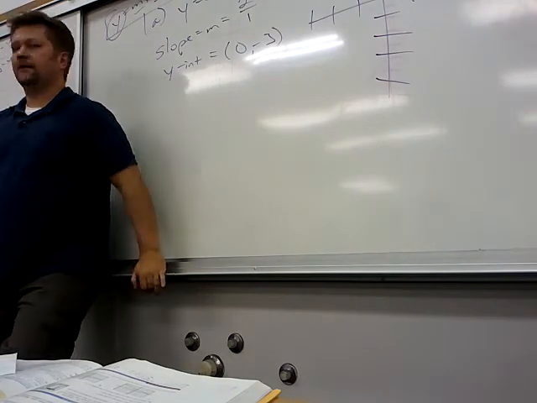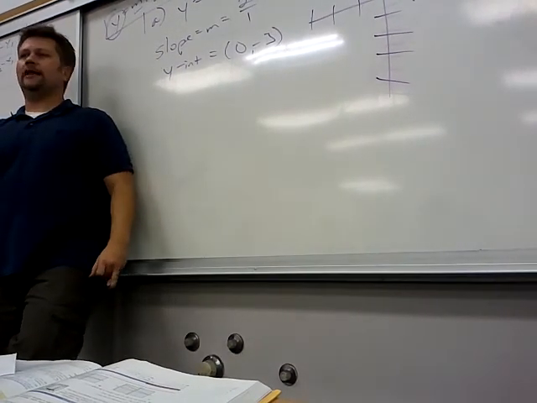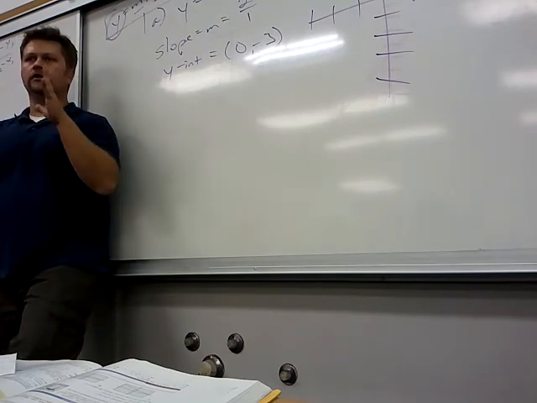Stay with me now. I hear a lot of, what do I definitely know is on my graph? 0, -3. So you start there, and the slope.